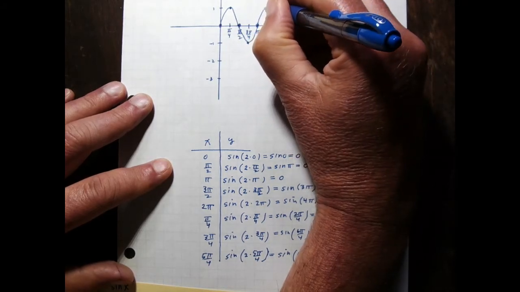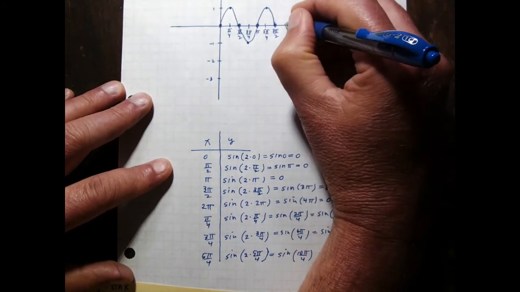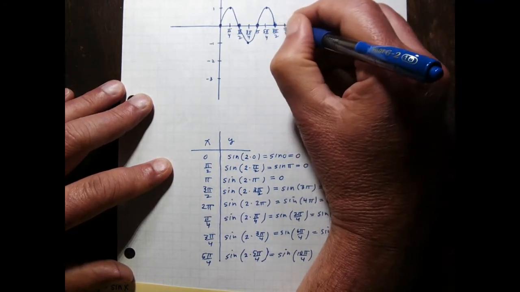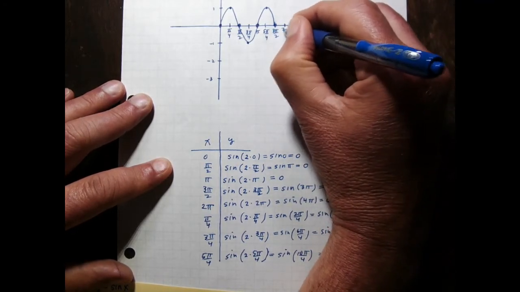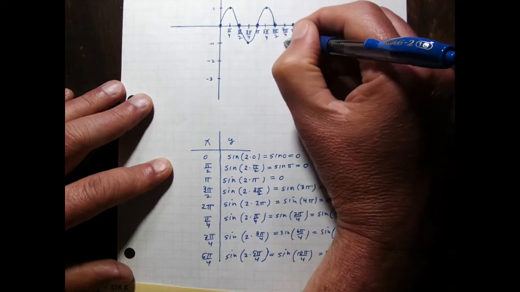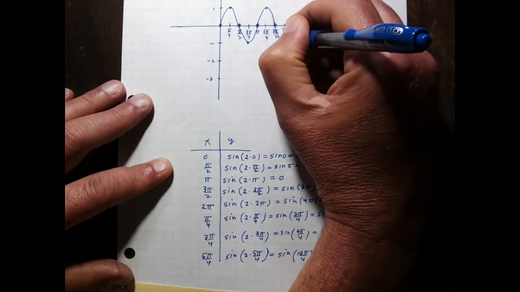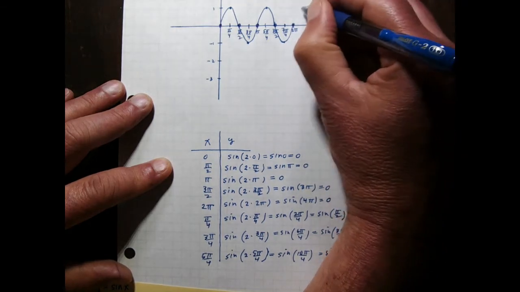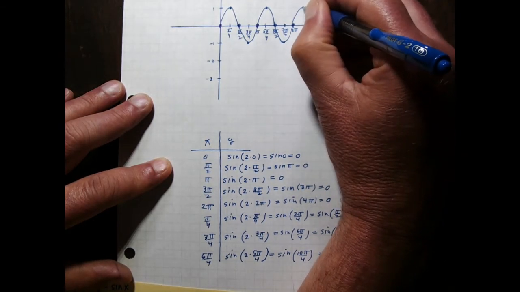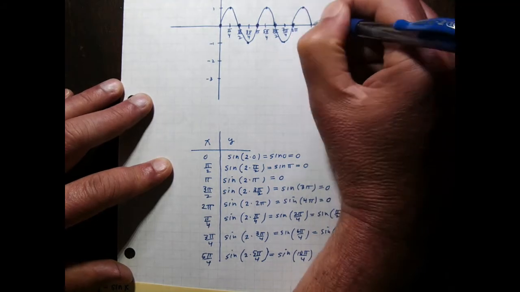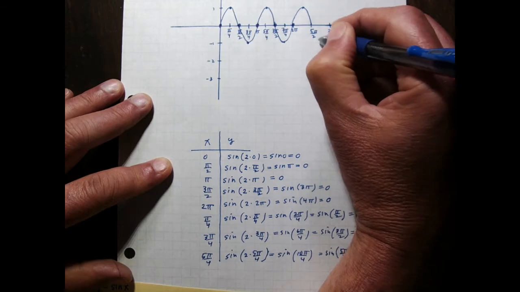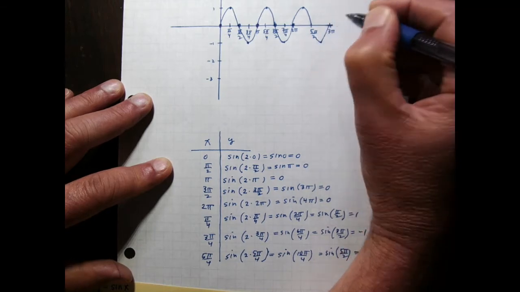I can see this pattern starting to repeat itself, right? So I'm not even going to check at, what would this be, 7 pi over 4. I know I'm going to be at negative 1. At 2 pi, I'm back to 0. Here, I'm going to be at 1, halfway between 2 pi and 5 pi over 2. Then back at 0. Halfway in between here, I'll be at negative 1.